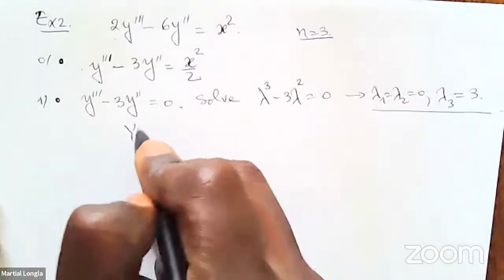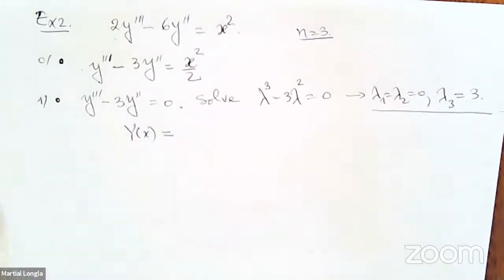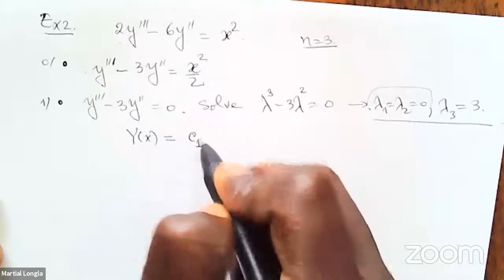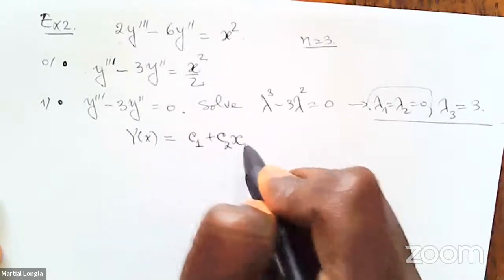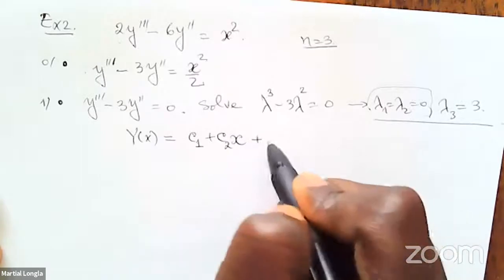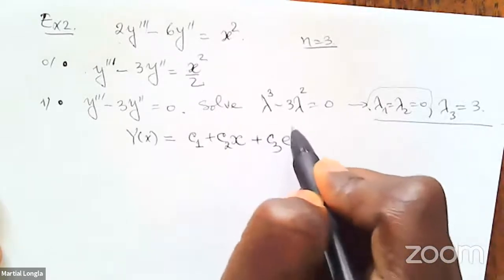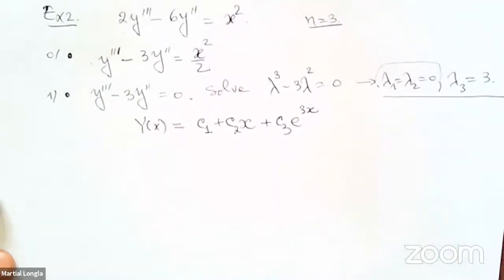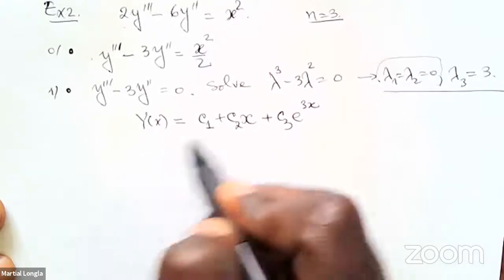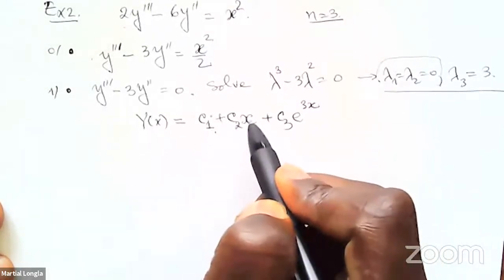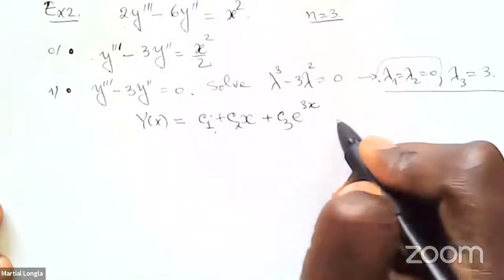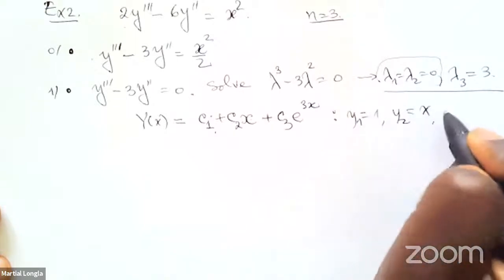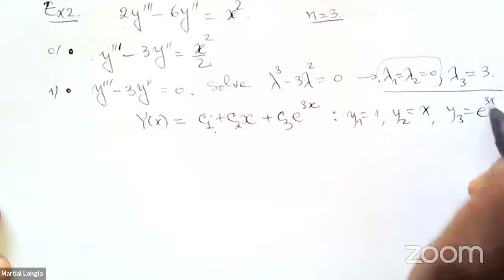And so you write down the capital Y of x. It's going to be C1, C2, C3. Lambda equals 0 twice. So that is C1 e to the 0 plus C2 x e to the 0 plus C3 e to the 3x. So this is what the solution of the homogeneous problem is. And so y1 is 1, y2 is x, and y3 is e to the 3x.